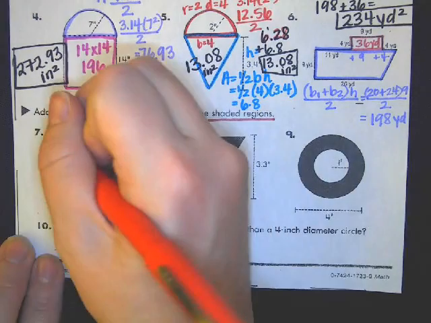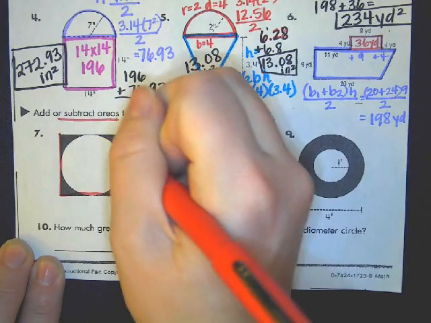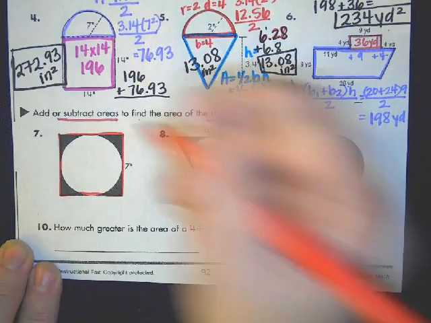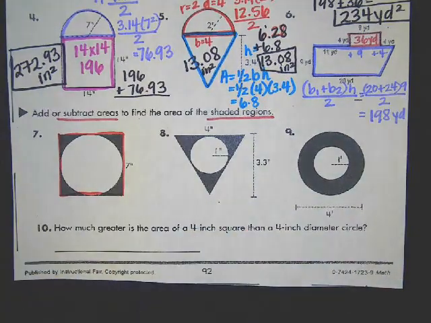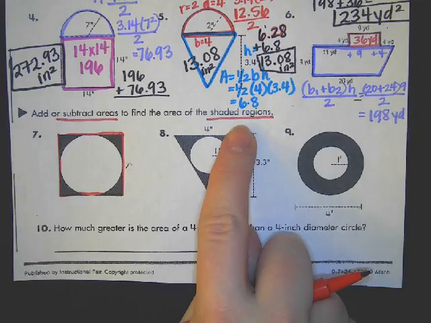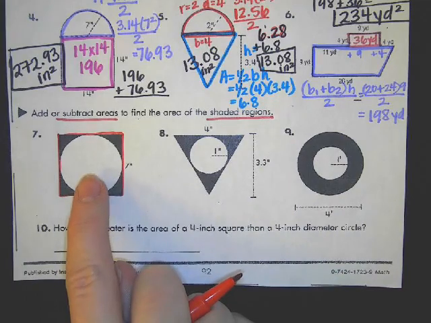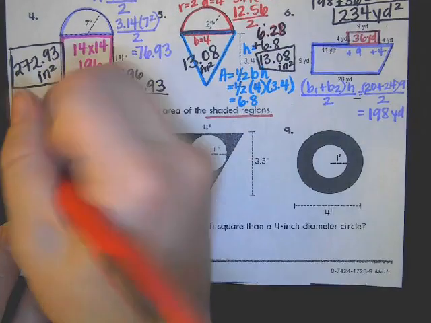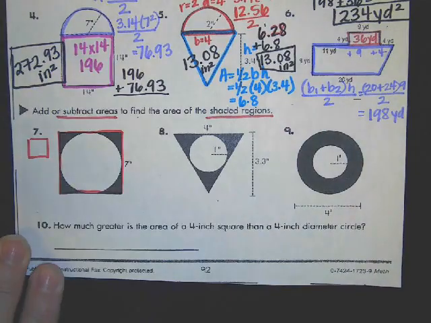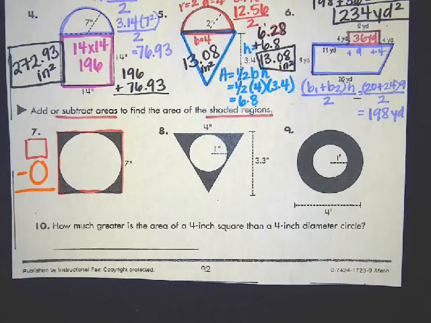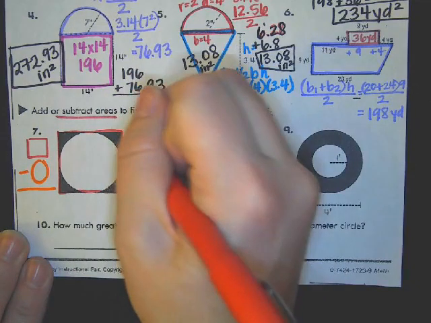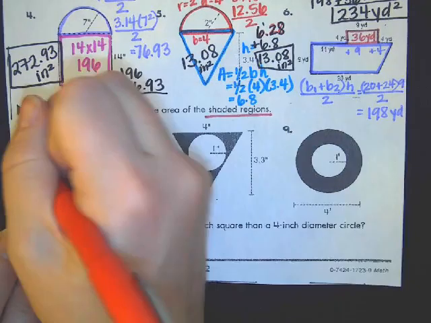Let's take a look at number 7. Looking at 7, I see that I have what seems to be a square. I know that it's a square because they only gave me one measurement. That tells me I need to assume all the other sides are the exact same. In order to find the shaded region, though, I have to take out this circle. So really, my problem here is my square minus my circle, and that will give me my total answer. Now, what I do know from this problem, for my square, I'm going to say 7 times 7, and that equals 49.